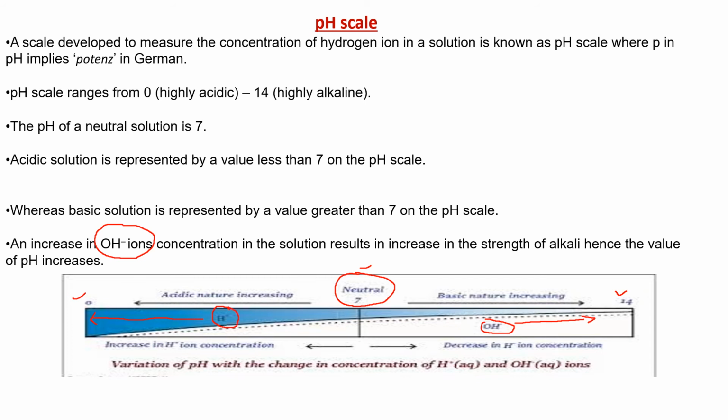It's very simple, children, right? The property of any acid is due to the presence of hydrogen plus ion, and the property of any base is due to the presence of hydroxide ion. Clear? Okay.